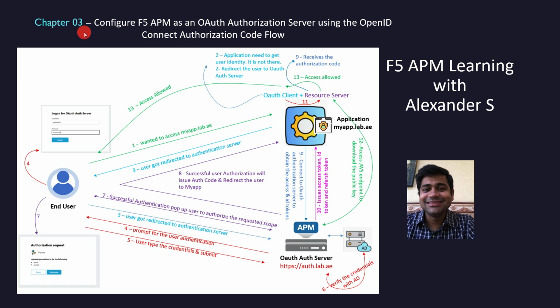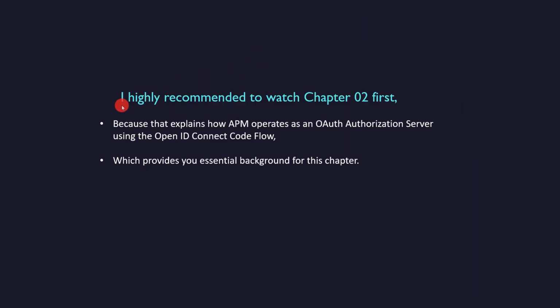This is chapter 3. In this chapter, we will learn how to configure the F5 APM as an OAuth Authorization Server using the OpenID Connect Authorization Code Flow. Prior to watching this video, I highly recommend watching chapter 2 first, because that explains how APM operates as an OAuth authorization server using the OpenID Connect Code Flow, which provides you the essential background for this chapter. Alright, let us get started.